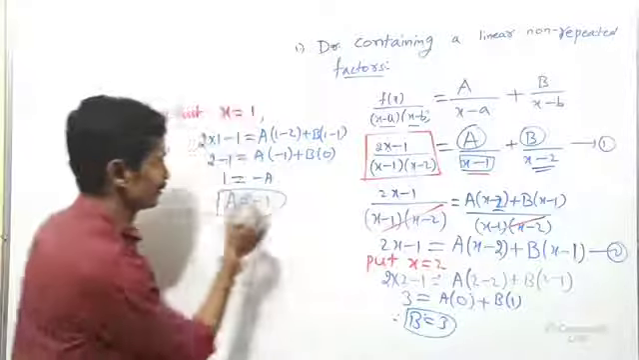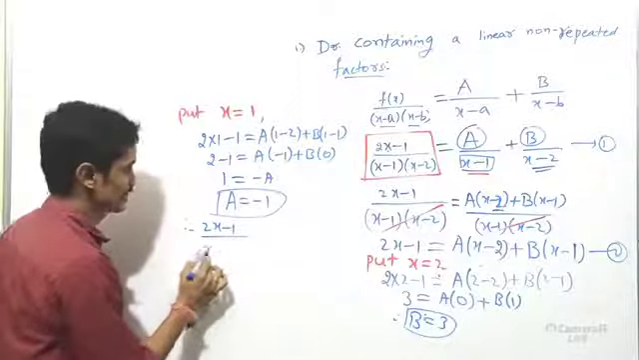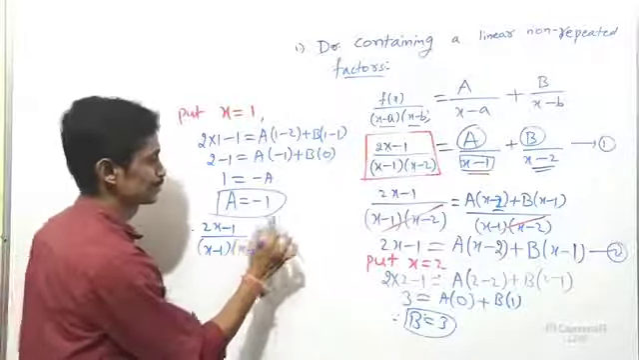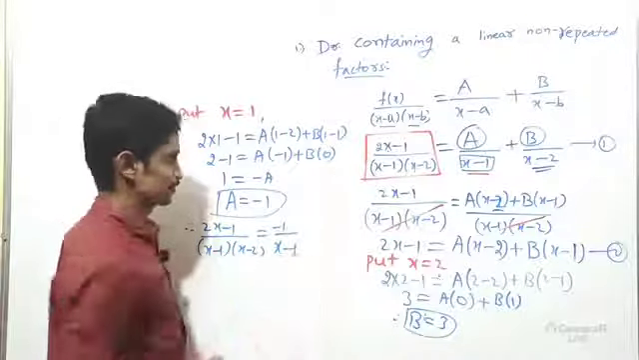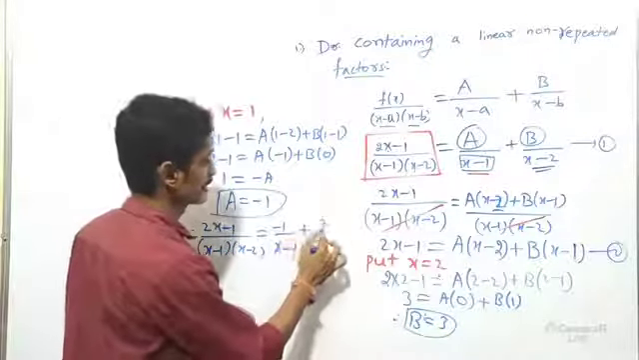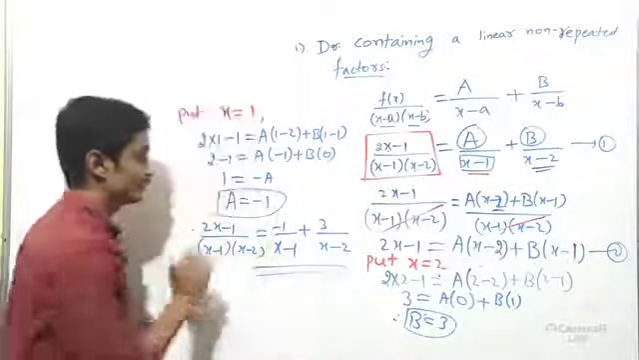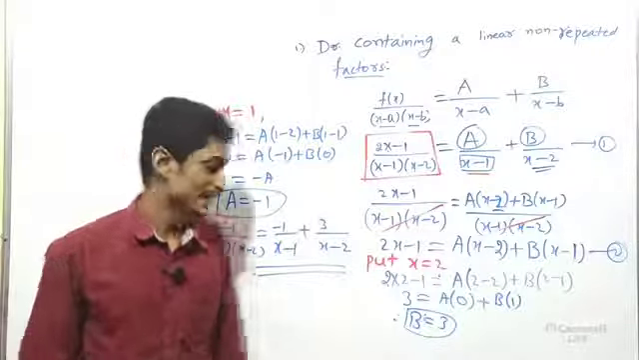Got it? Now we can write that fraction 2x minus 1 divided by x minus 1 into x minus 2 is equal to minus 1 divided by x minus 1 plus 3 divided by x minus 2. This is my splitting a proper fraction as a sum of two proper fractions.